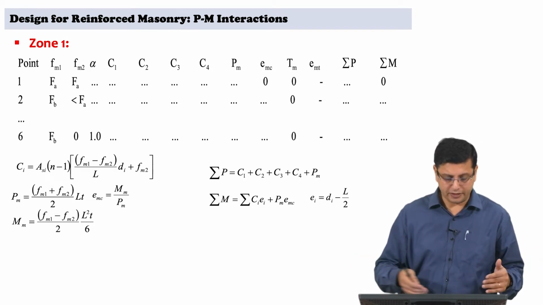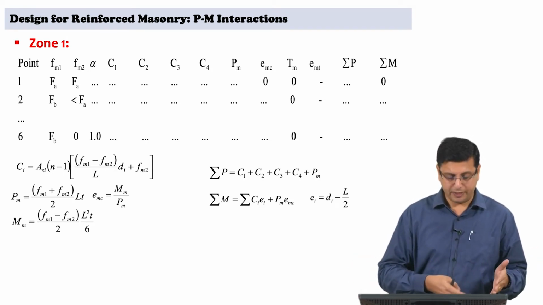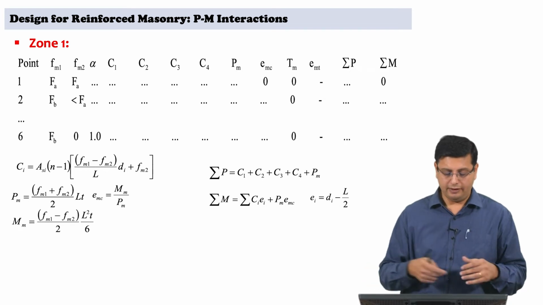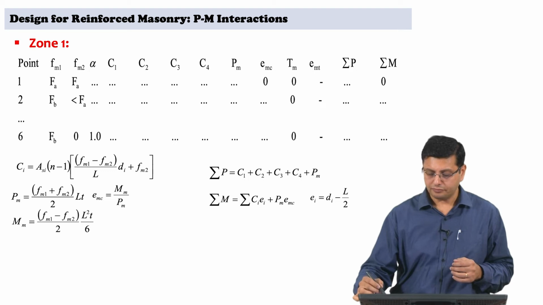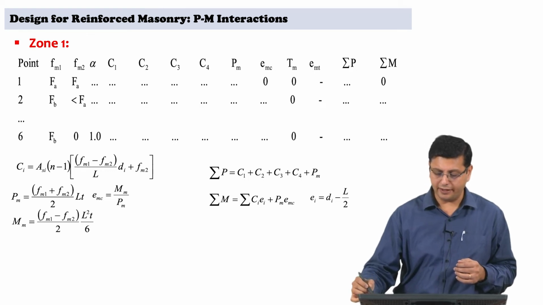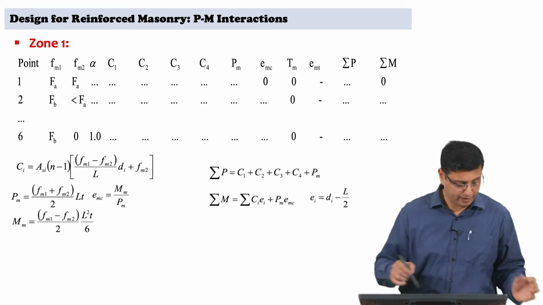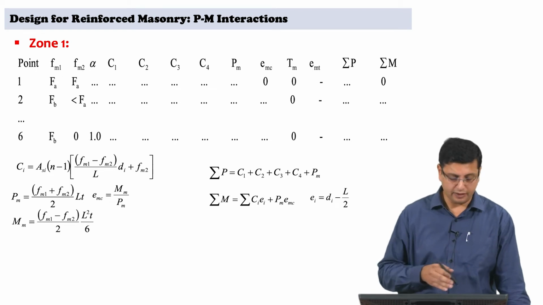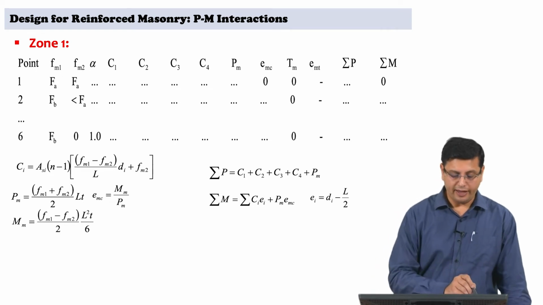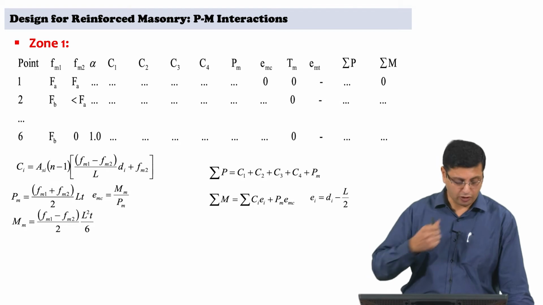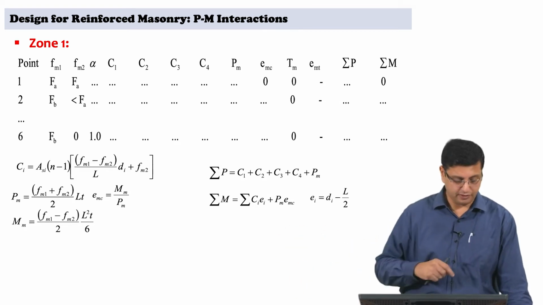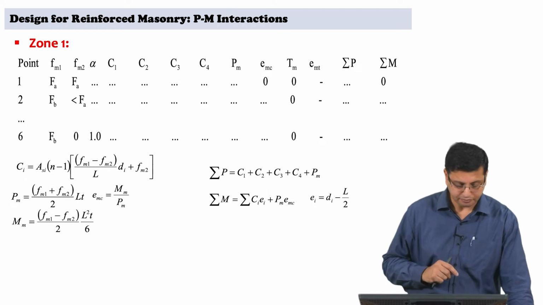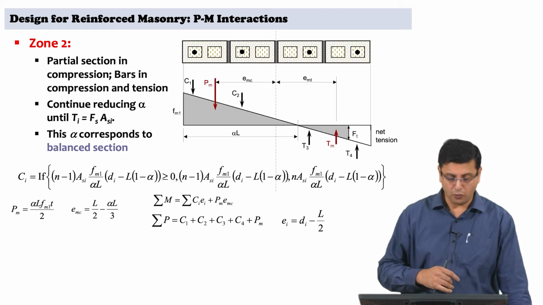So, make your calculations using the expressions developed within this range, estimate values of P and corresponding values of moment based on the condition in the wall, stress distribution in the wall Fb, and the reducing values of compressive stress in the lesser compressed edge of the wall itself. So, that is zone 1.